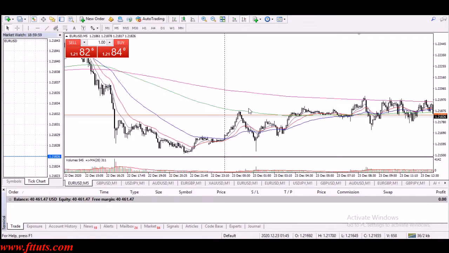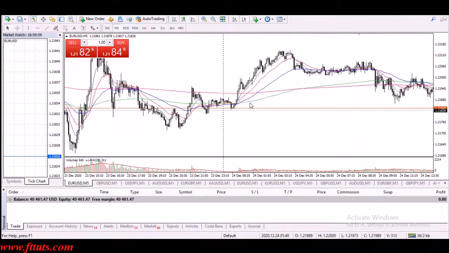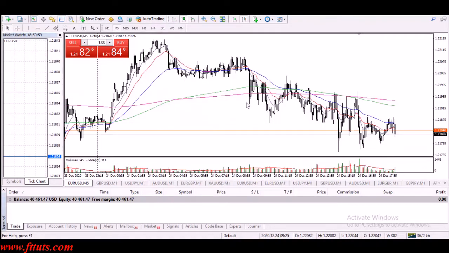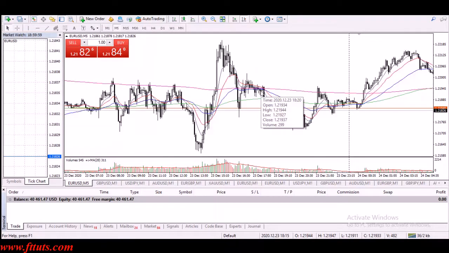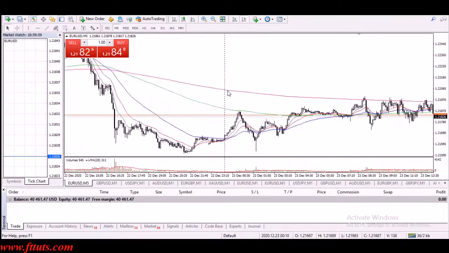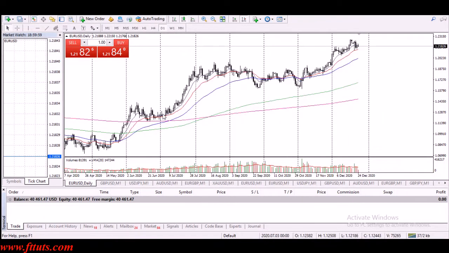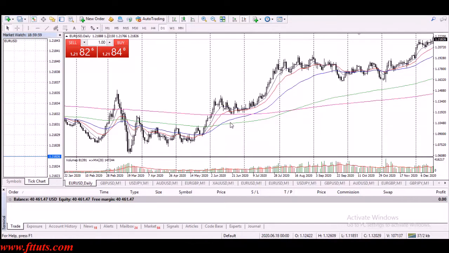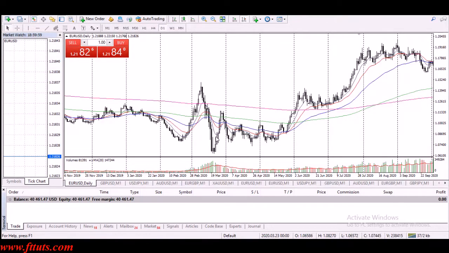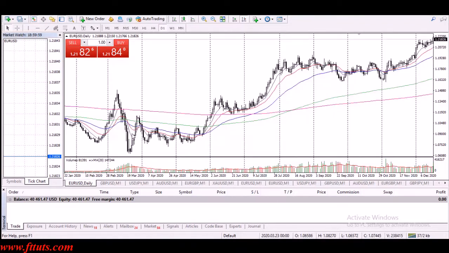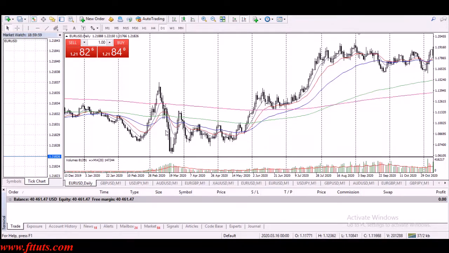For example, if you go to M5, you will see almost the same. That's why it's better to trade lower time frames. Even on daily you have these EMAs, and take a look here. Here we are on euro dollar daily. We were on sideways. Take a look. This is the daily market. Even you can trade the daily market with this strategy.